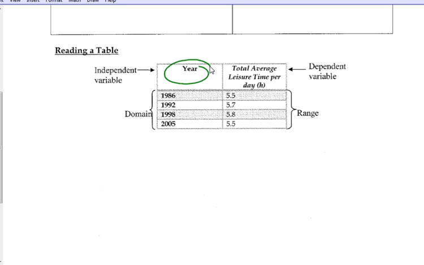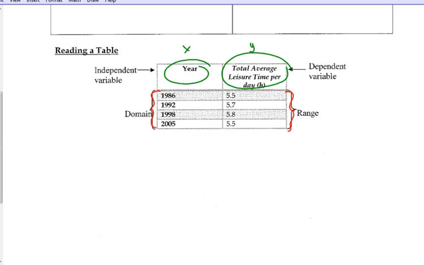So, review some terminology. The dependent variable is associated with the y. It's always x comma y; x is first in a column, second is always your y, and y always depends on x. So the dependent variable would be the total average leisure time per day. Domain are the elements of the first set, and range is the elements of the second set.